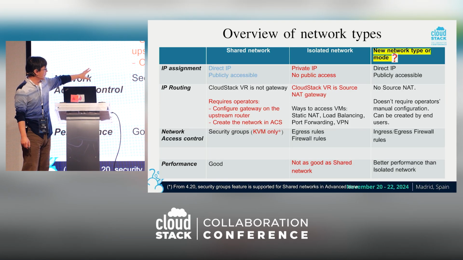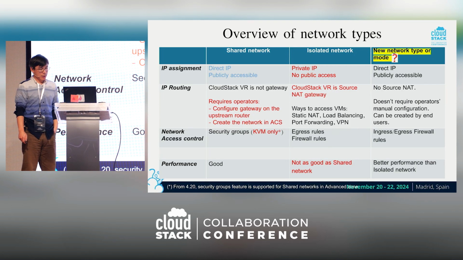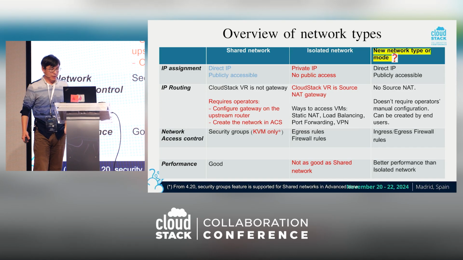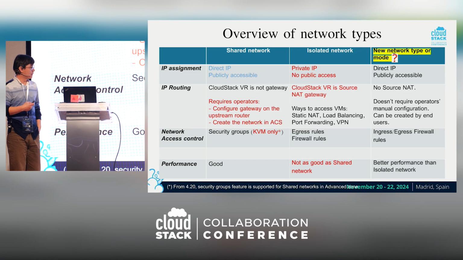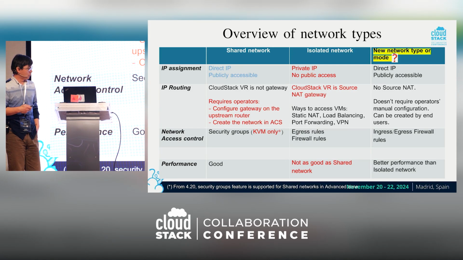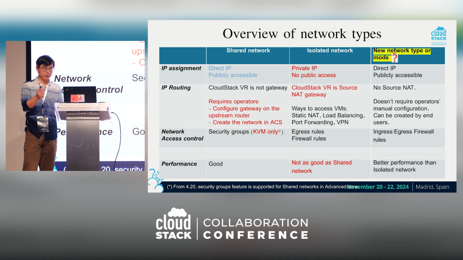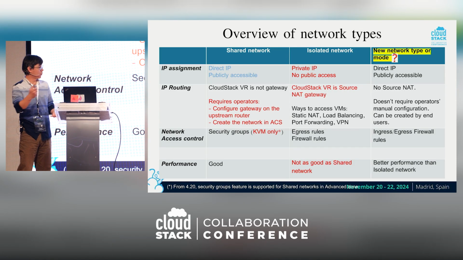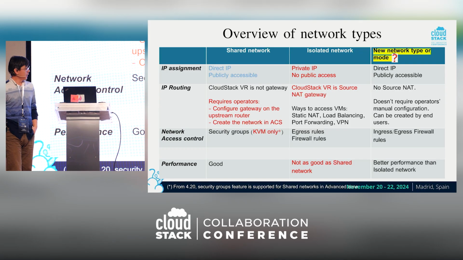So this is the limitation of shared networks. For the network access control, we expect that there are some firewall rules which can be managed for all the hypervisors. And on the performance side, we expect the performance will be better than isolated networks because the CloudStack VR will not be Source NAT, so we can avoid some cost to translate the IPs from public to private. So that's why we introduced routed mode.